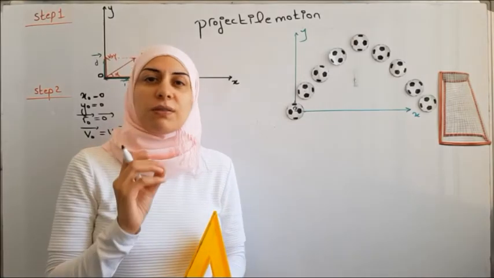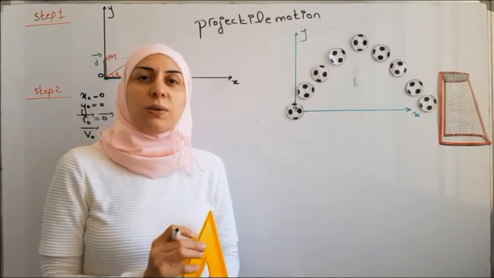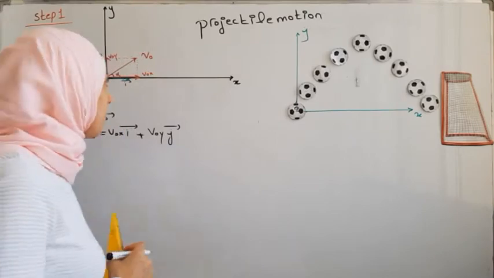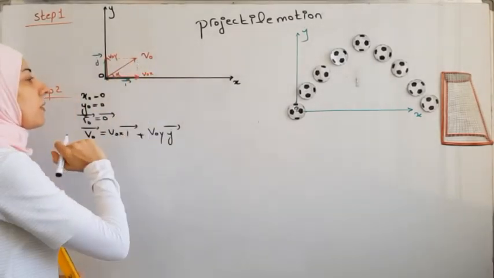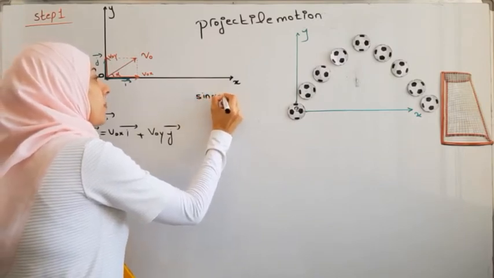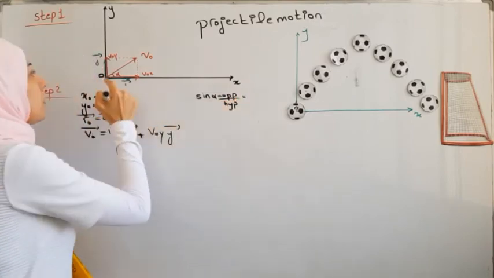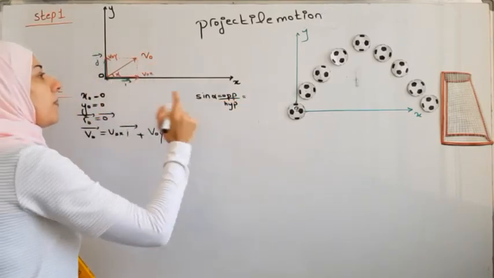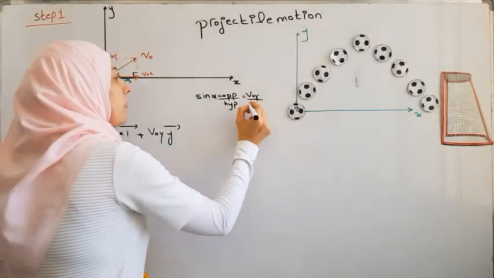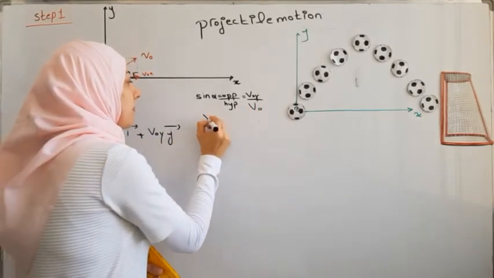Usually you're not given the values of v0x and v0y. Instead, you're given the values of v0 and alpha. So let's find v0x and v0y in terms of alpha and v0. If we look at this triangle here, sine alpha equals the opposite over the hypotenuse. So it's equal to v0y over the hypotenuse, which is v0. So v0y can be written as v0 sine alpha.